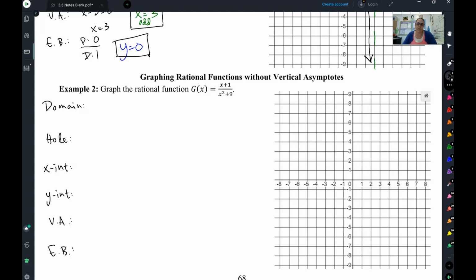Let's look at example 2. This example is kind of a strange one, but it's a really good application of all the rules we've learned so far. So we're going to start, like always, by finding the domain. We know the domain, we look at the denominator. However, be careful with this denominator.